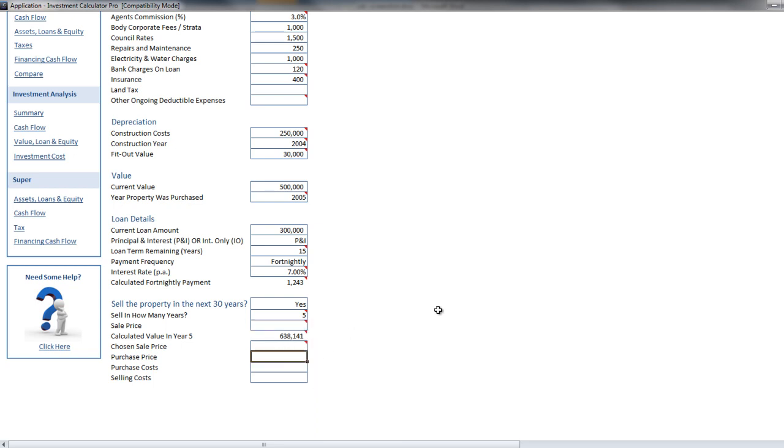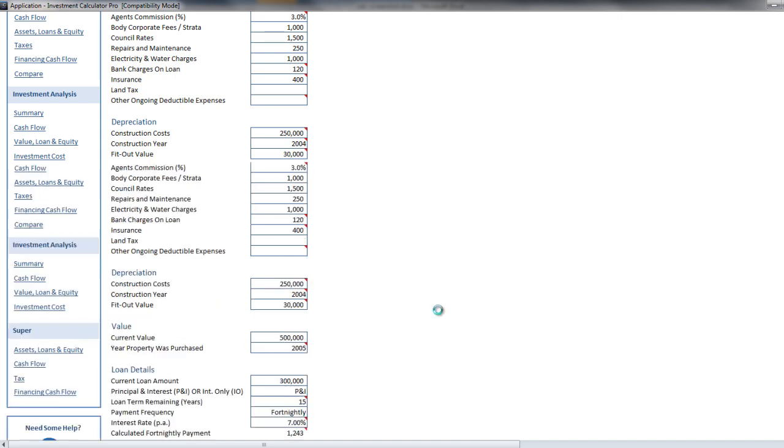We also enter in the purchase price for the property, which was, say, $450,000, and there were purchase costs of, say, $20,000 arising from things like stamp duty, etc. And there will be selling costs of around, say, $10,000.